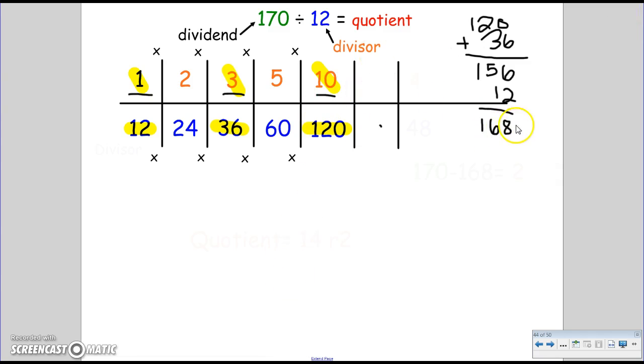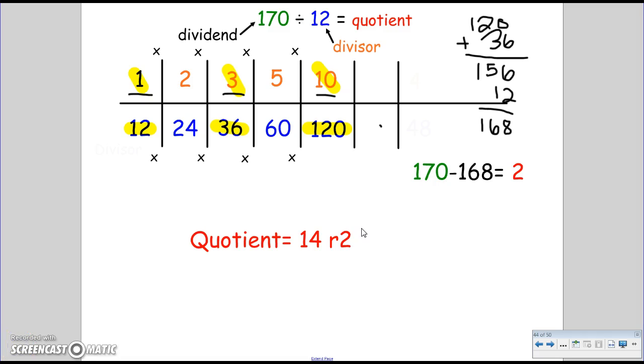14 only gets us to 168. What do we do with the leftovers? In order for us to find the remainder of our problem, we're going to take our dividend and subtract the number that we reached in our ratio table. 170, take away 168, gives us a remainder of 2. The quotient of our problem is 14, remainder 2.